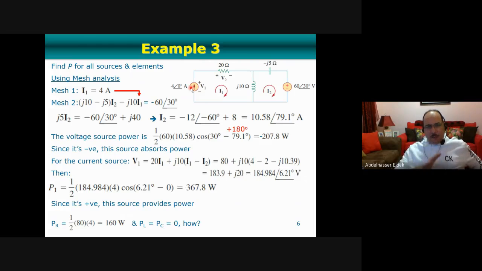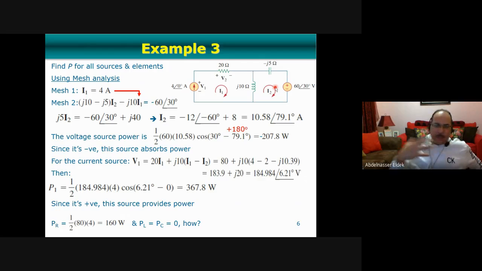So you need the voltage and the current. For example, for the current source, I know the current is 4 ampere, but I don't know V1, the voltage across the source. For the voltage source, I know the voltage here is 60 at 30 degrees, but I don't know the current, which is supposed to be the negative of this current here, going in this direction. So I need to calculate the current here.